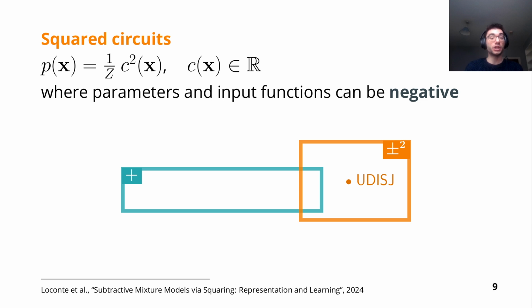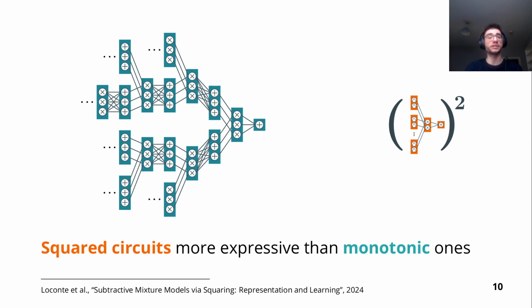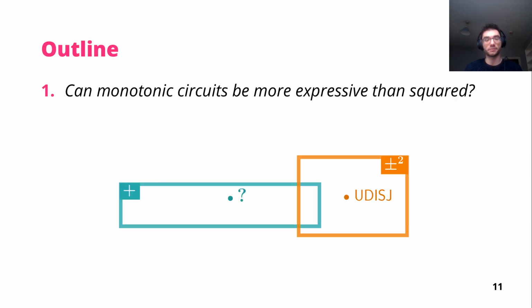Now, we show that squared circuits can model some distributions more efficiently than monotonic ones, as illustrated in the orange rectangle here. This means that while monotonic circuits require exponential size, squared circuits require polynomial size. And therefore, this result says that squared circuits can be much more expressive than monotonic ones.